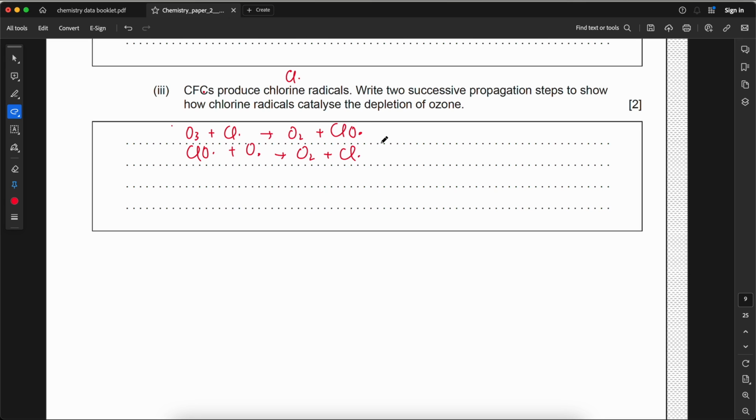Okay, so these are the propagation steps, or if you don't want to write this one, you can also write ClO plus ozone will produce Cl radical plus 2O2. Both of them regenerate chlorine radical that will go on to catalyze the breakdown of more ozone molecules. So it keeps producing Cl radical, then it keeps reacting with ozone, producing ClO radical, and then the reaction keeps going and going.